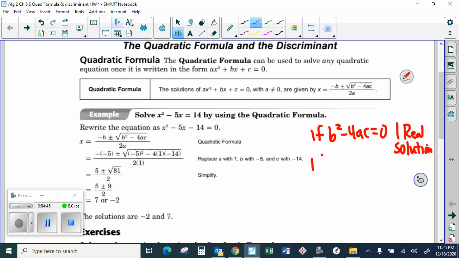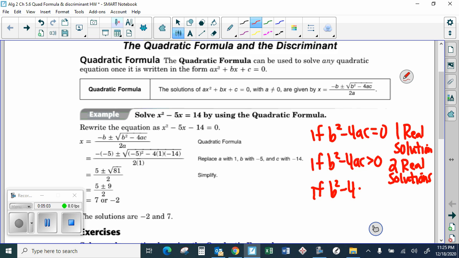Okay, if b squared minus 4ac is greater than 0, 2 real solutions. You should be writing this down, and you've got to memorize this. I'll ask in class for extra credit.